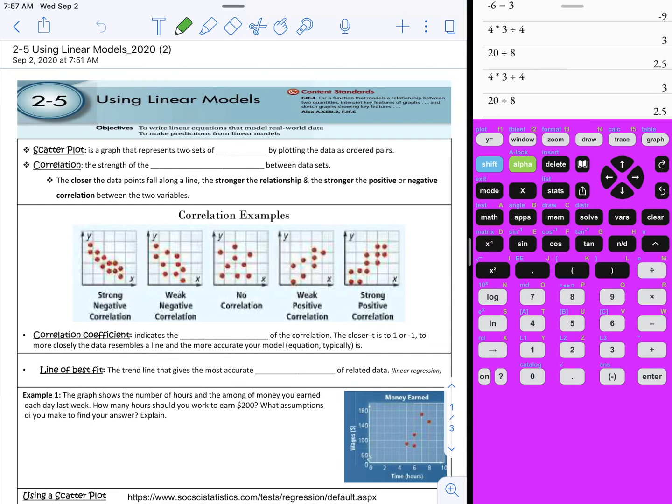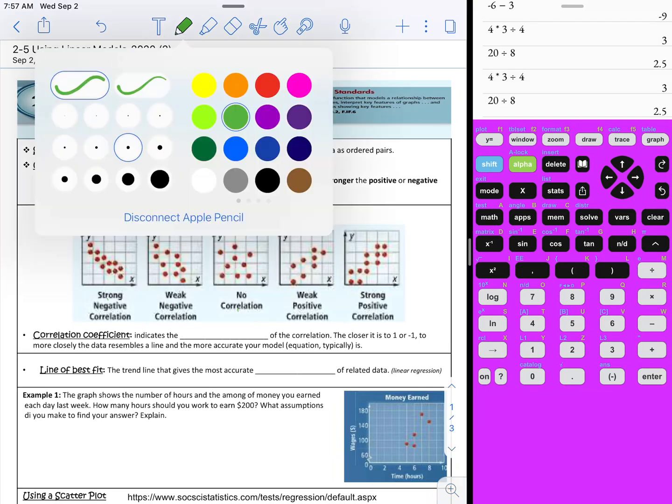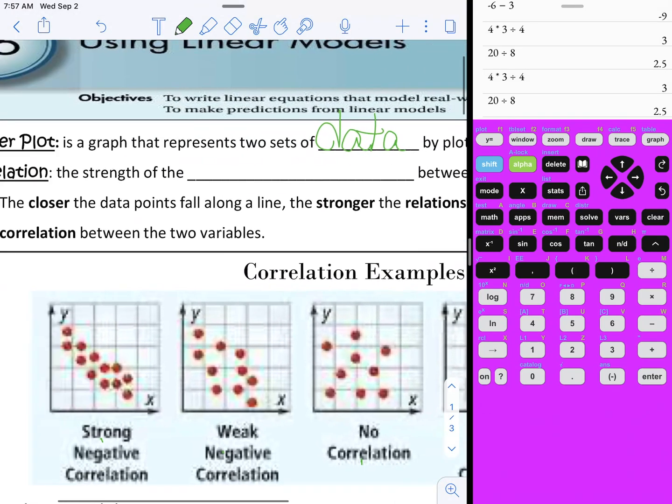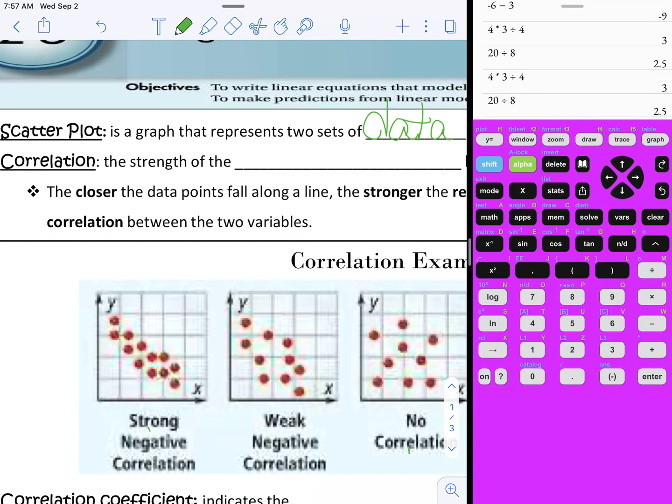So let's dive in. Scatter plots are just like, you see a whole bunch right here, here, here, here, and here. Those are scatter plots. It's a graph that represents two sets of data by plotting the data as ordered pairs. So data is like, hey, here's some stuff we found, and you plot it. The correlation between that stuff is the strength of the relationship.